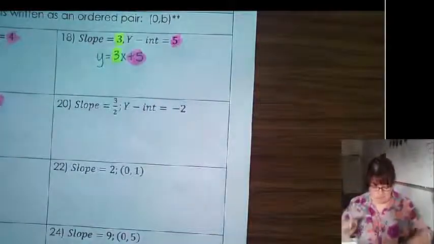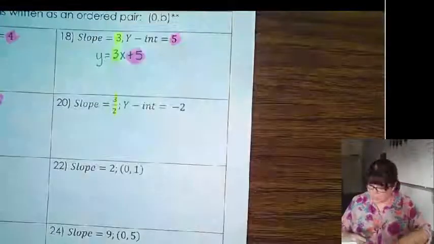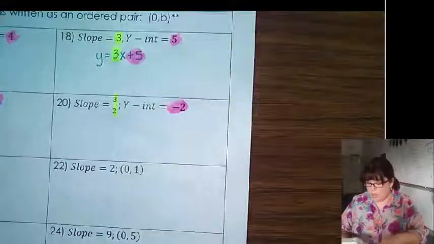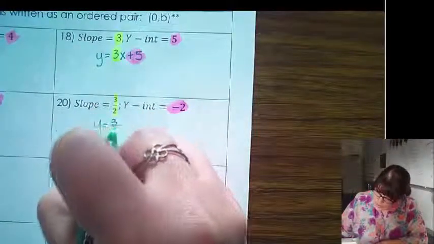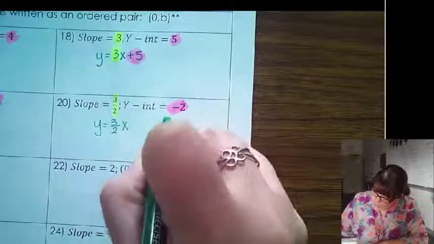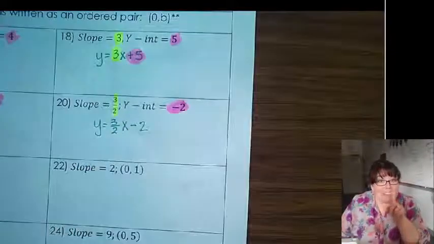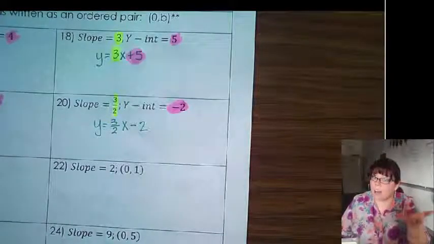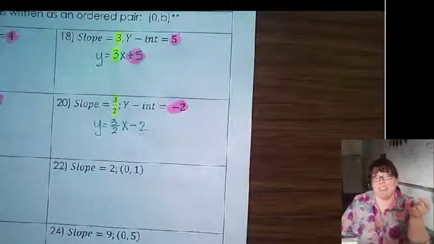Let's take a look at number 20. Number 20, we have a slope of 3/2. Our y-intercept is -2. So that means our formula is y equals our slope, 3/2 times x, and then our y-intercept value this time is -2. Be careful with that sign. Remember, the sign stays attached to the b value, so whatever they tell you the b value is, make sure that you include the sign when you write your equation.